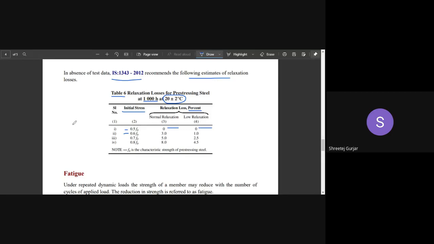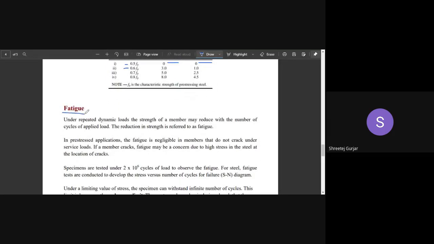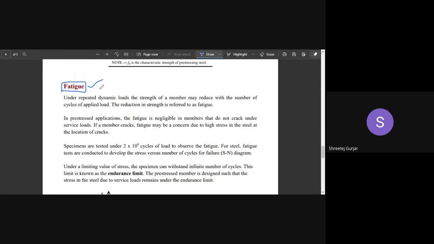Coming to your next property, that is fatigue. This is also a property unique to steel. It is not applicable to concrete. This fatigue property is unique to steel, and we need to study it in pre-stress. We do not usually study fatigue in RCC members because there is no reversal of stresses which occur in our RCC members.